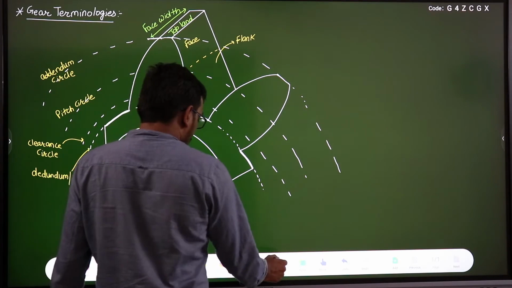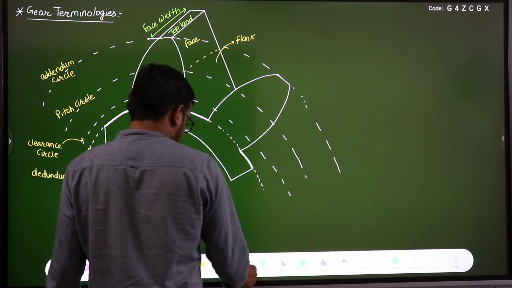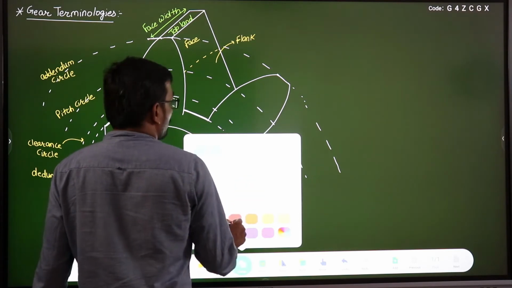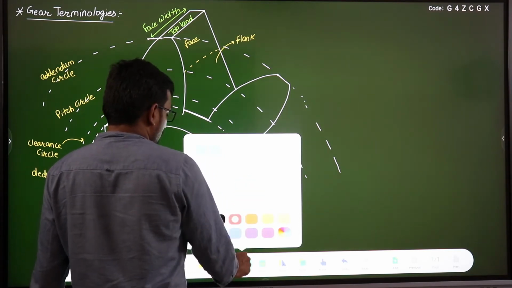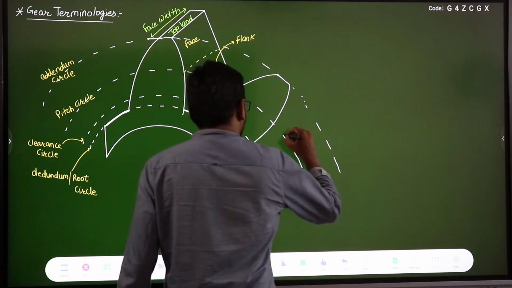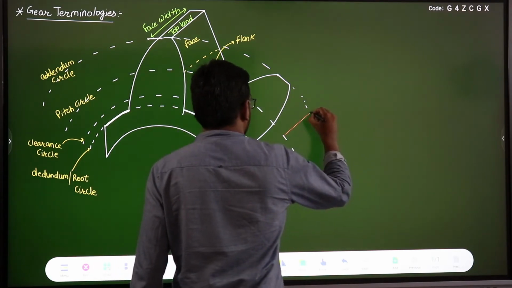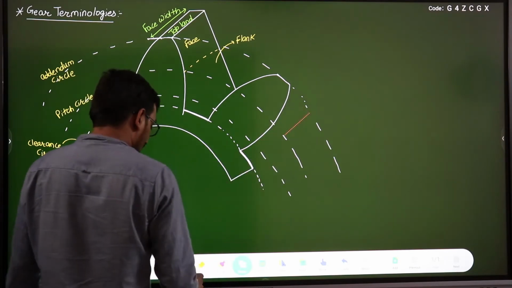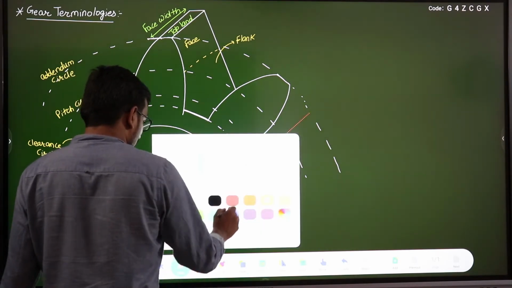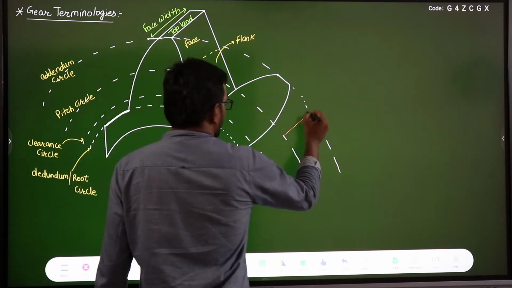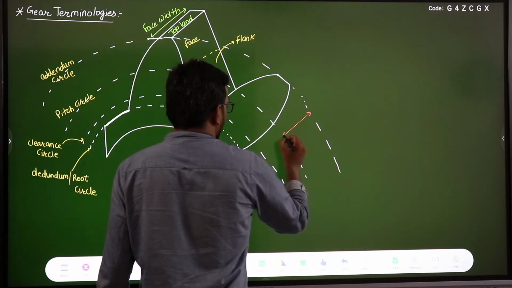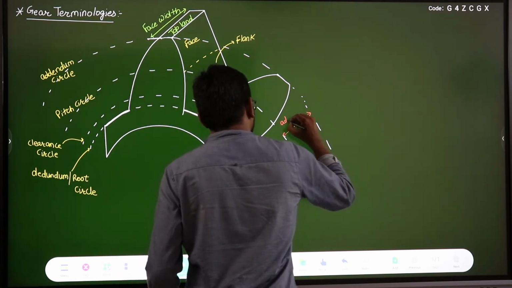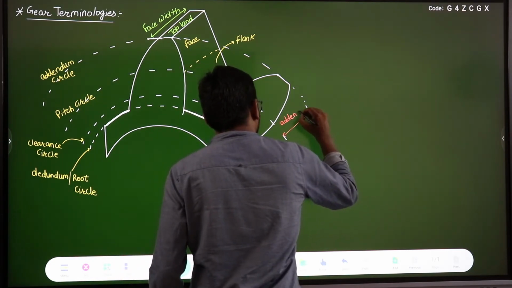Now let us see what the various distances are. First, let us talk about the distance between the addendum circle and the pitch circle. The distance between the pitch circle and the addendum circle is known as the addendum.